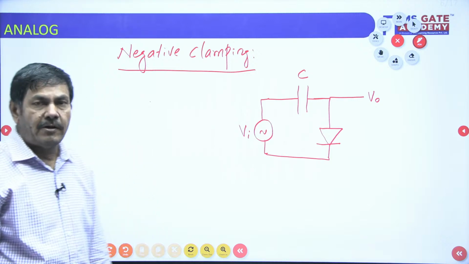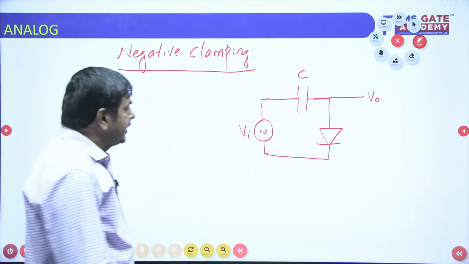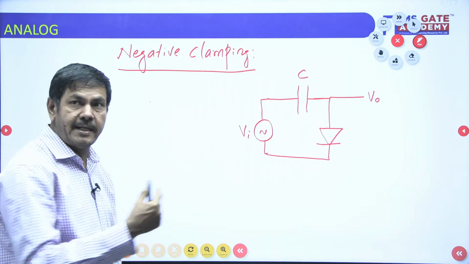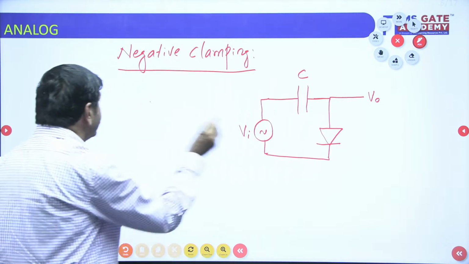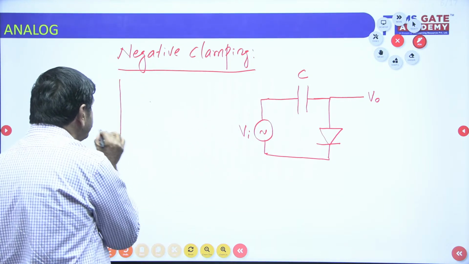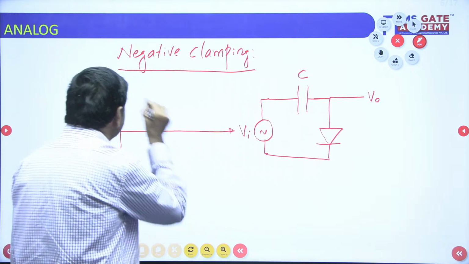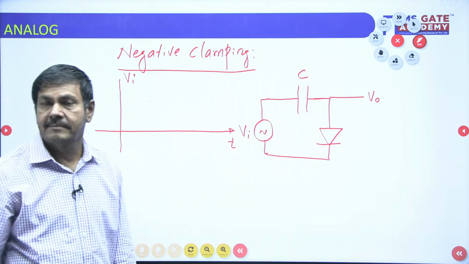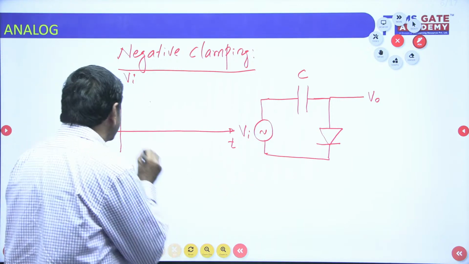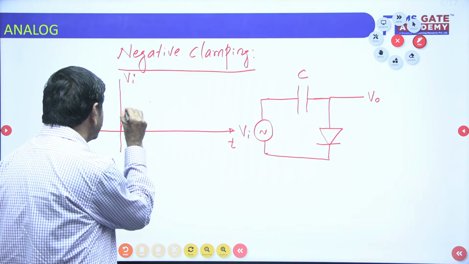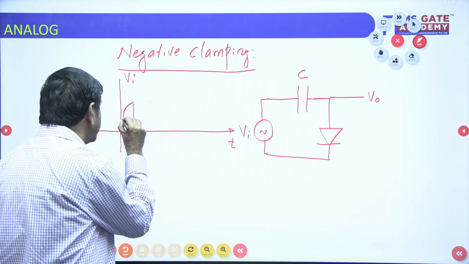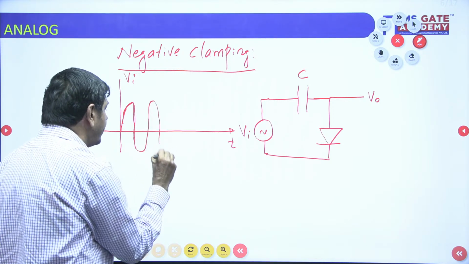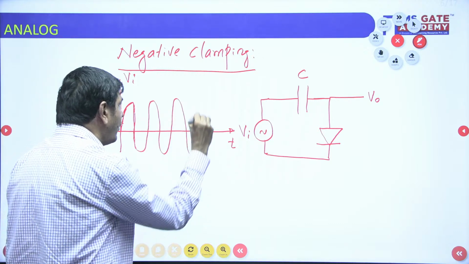How is the shape of the waveform? Initially, what I wish to say, the Vi is the sinusoidal waveform. The Vi is the input waveform. That input waveform is given in this form, Vi and t. This is a sinusoidal waveform. That waveform is like this, with constant amplitude.